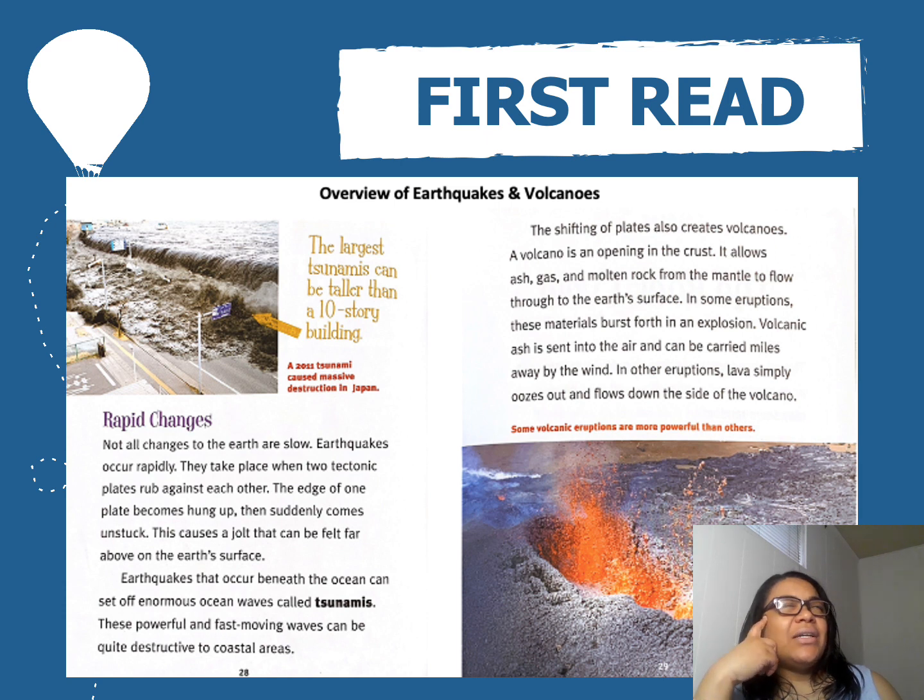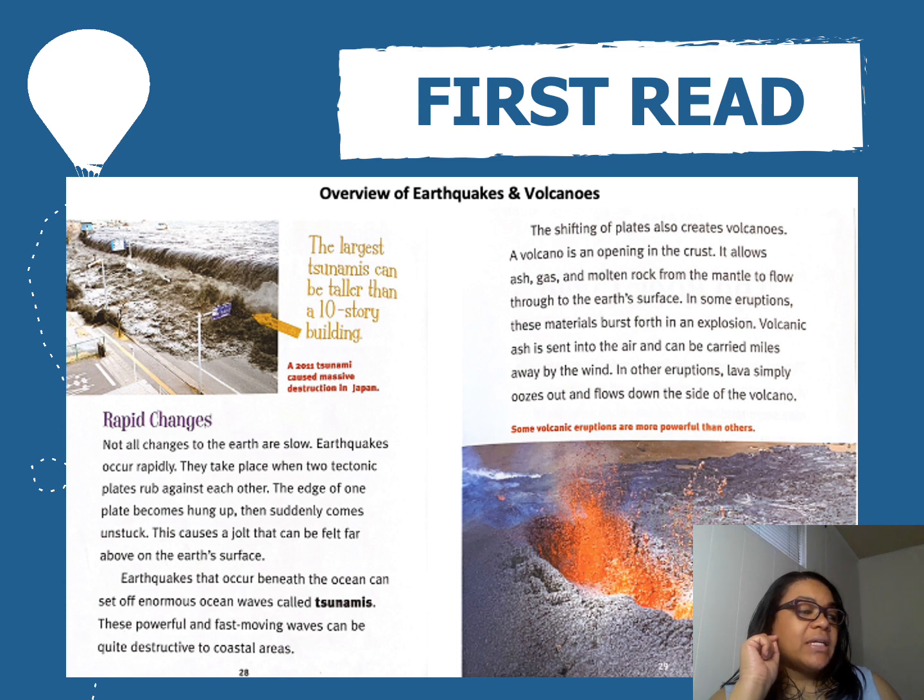I certainly can see what that looks like. In my mind, I can visualize a huge, huge ocean wave, and that's called a tsunami. This powerful and fast-moving wave can be quite destructive to coastal areas. The shifting of plates also creates volcanoes.